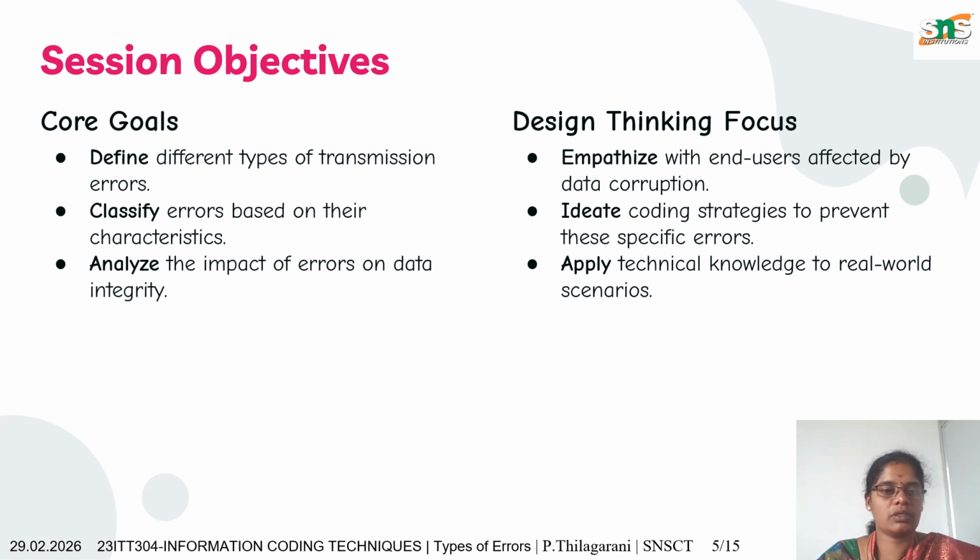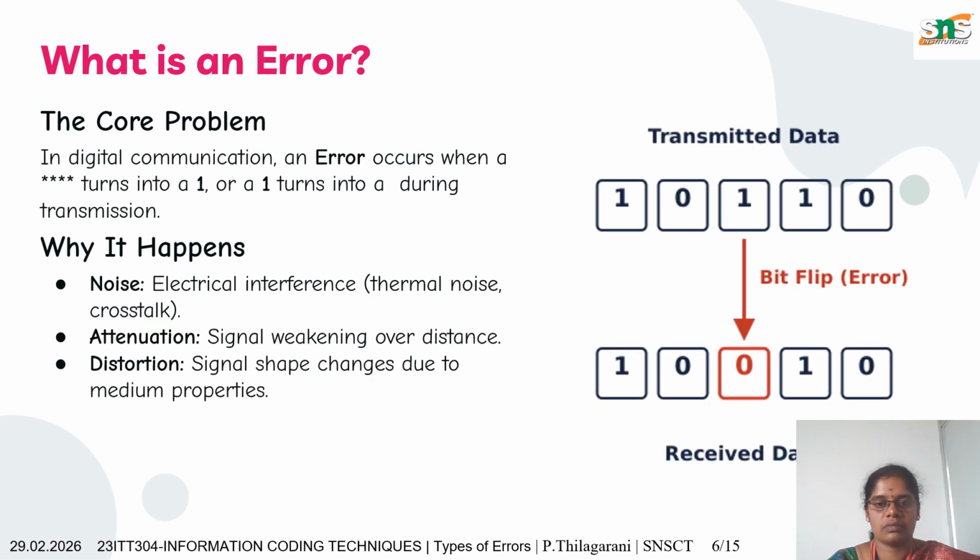Session objectives, or core goals, are defined. Understand the different types of transmission errors, classify errors based on their characteristics, and analyze the impact of errors on data integrity. In design thinking, focus on empathizing with the end user affected by data corruption. In the ideate phase, devise coding strategies to prevent these specific errors. And apply technical knowledge to real world scenarios.